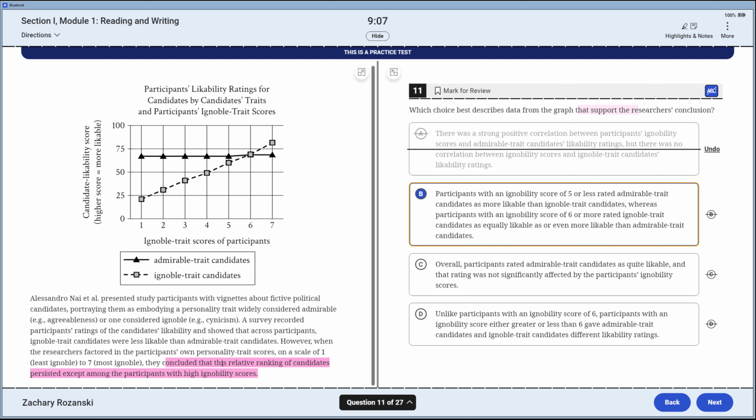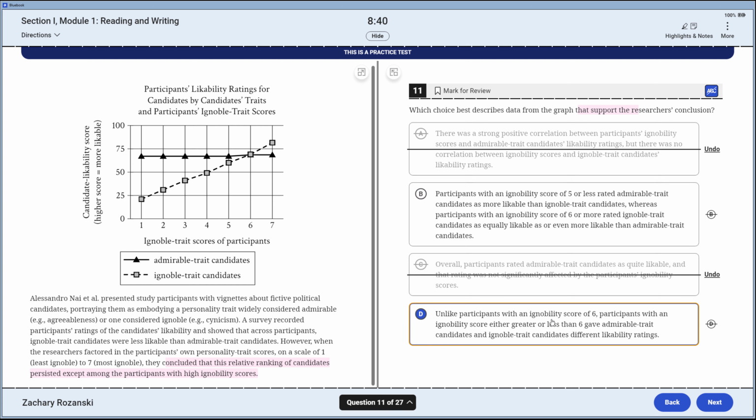Ranking, I'm going to go back a sentence because this is kicking me back one. The survey recorded that across participants, ignoble traits were less liked than admirable. So, less liked. However, when they started considering the own evilness of the people described, on a scale of 1 to 10, the relative ranking of candidates persisted except ones with high. So we want some sort of change when it gets to high. This does not present any change.